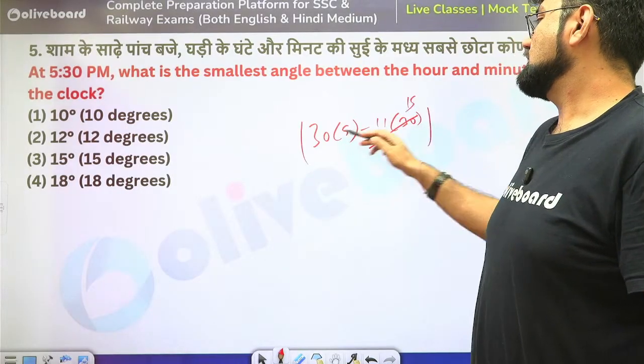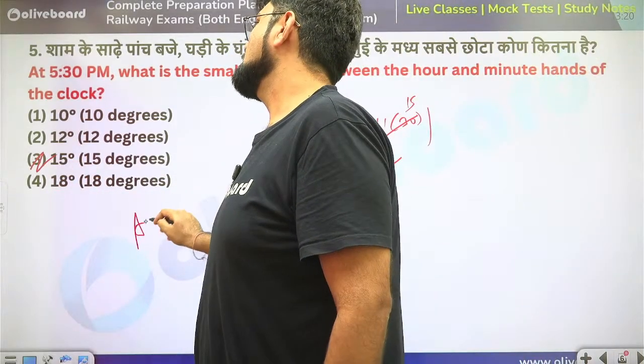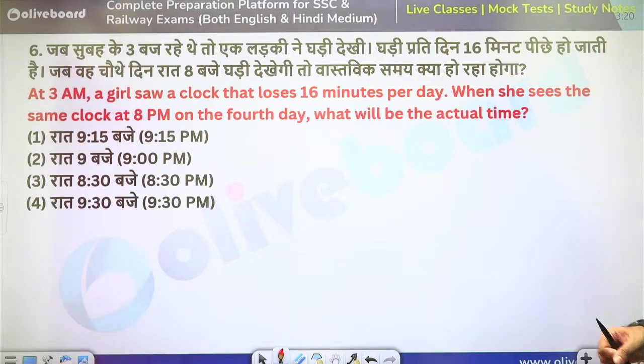This is 15 and this is 150 minus 165. The answer is 15 degrees, option 3. Now, this is where things get challenging for a lot of students.